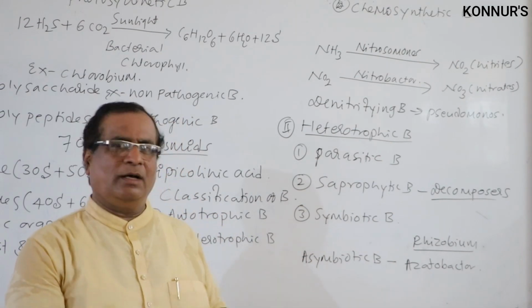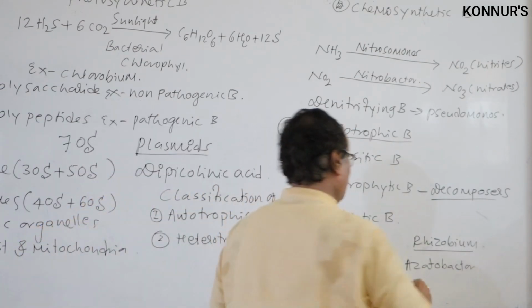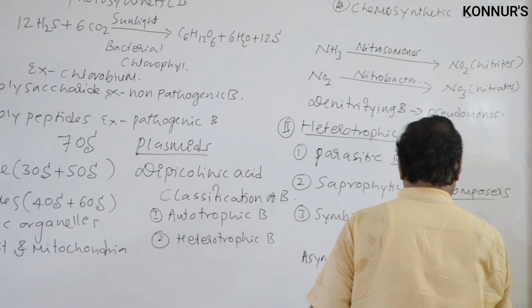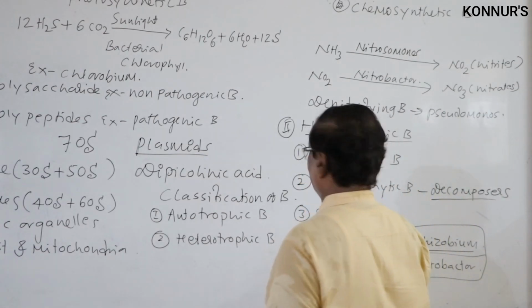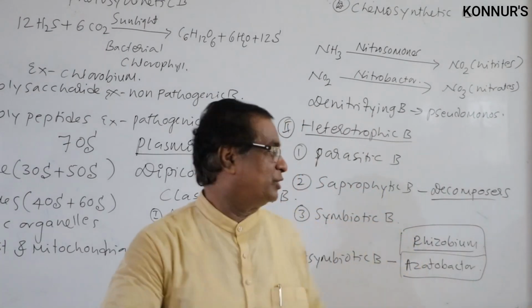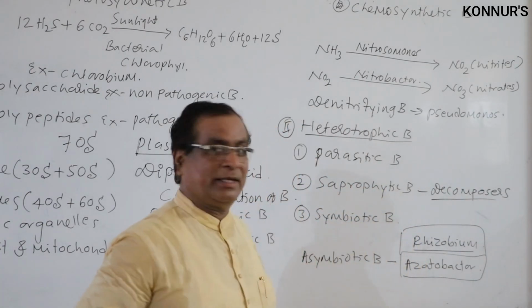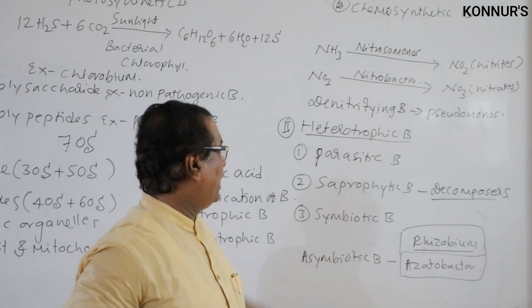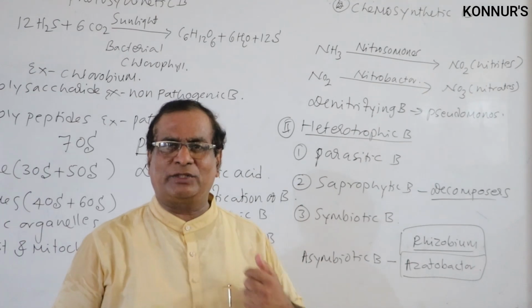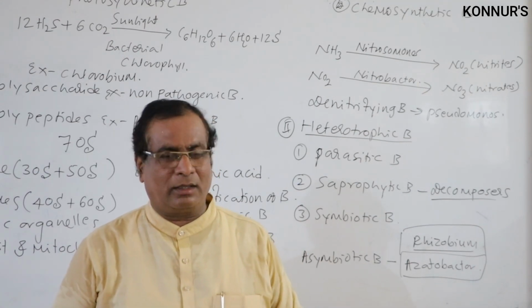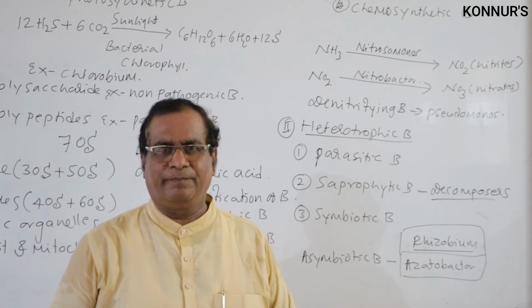This is about the classification. Remember Azotobacter and Rhizobium. They are very important, and they may make a question on that. About examples of denitrifying bacteria they can also ask, and even nitrifying bacteria like Nitrosomonas and Nitrobacter, there will be a question.